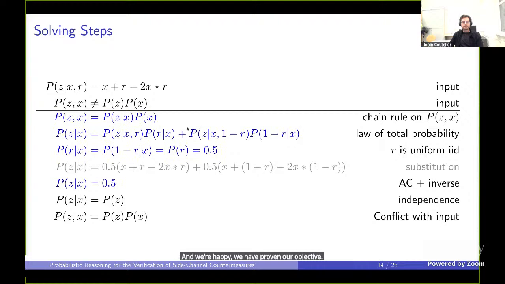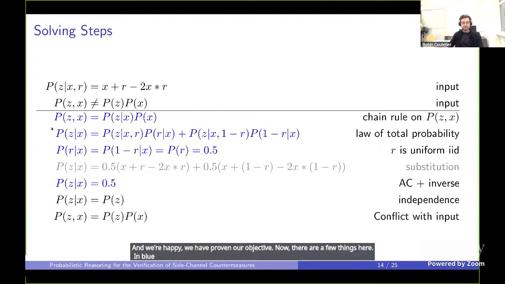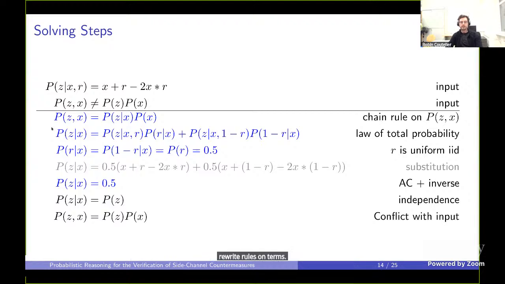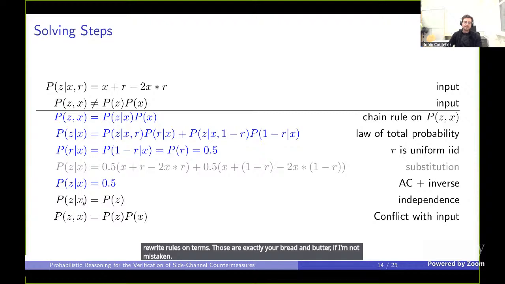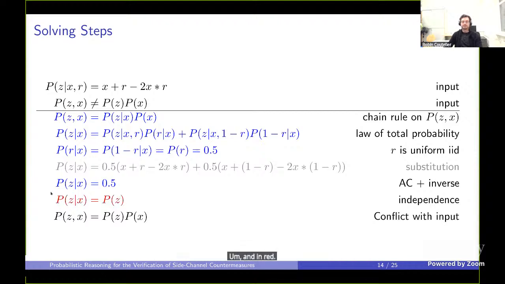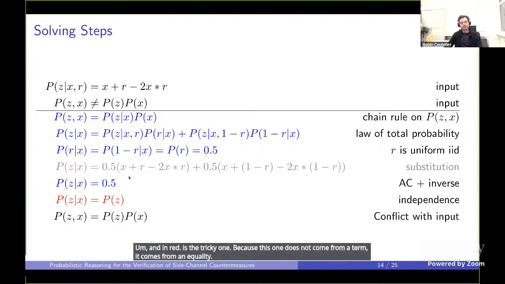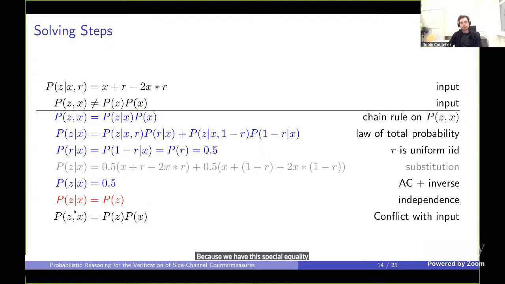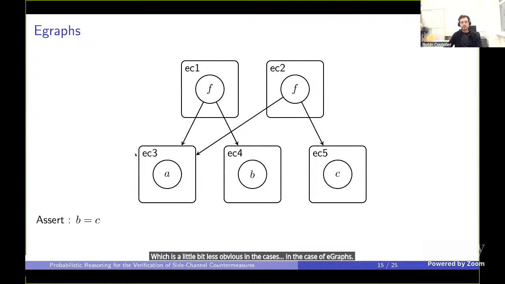Now, there are a few things here. In blue, I have highlighted just rewrite rules on terms. Those are exactly your bread and butter, if I'm not mistaken. And in red is the tricky one, because this one does not come from a term, it comes from an equality. Because we have this special equality, we can conclude another equality, which is a little bit less obvious in the case of egraphs.